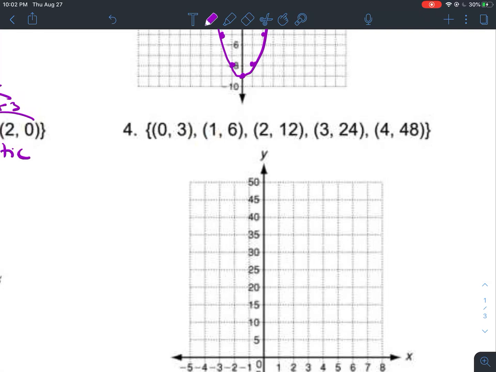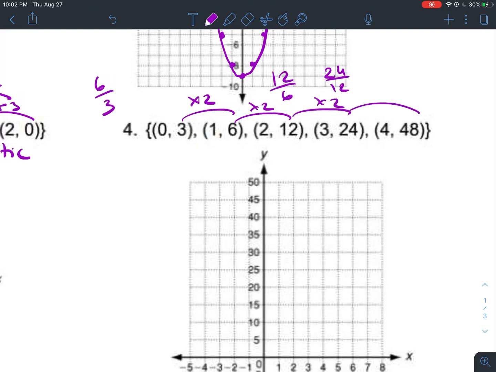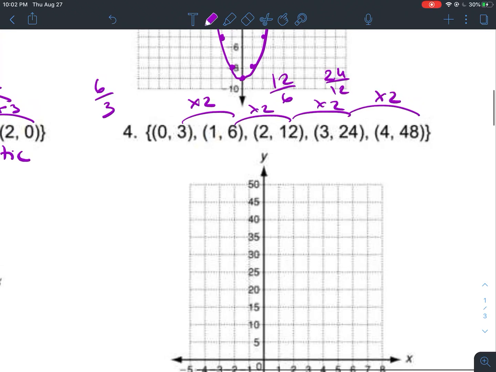All right, so let's try this last one. Just looking at it, I feel like I want to try a common ratio. So let's see if we can find a common ratio. 6 divided by 3, that would be times 2. 12 divided by 6, times 2. 24 divided by 12, times 2. 48 divided by 24, times 2. So we've got a common ratio, so this is definitely an exponential.